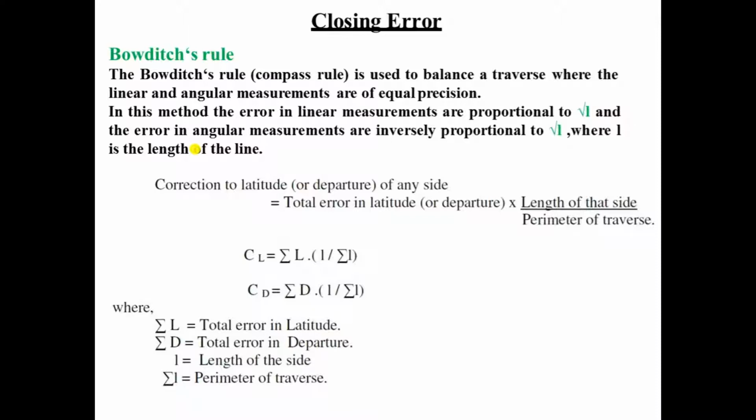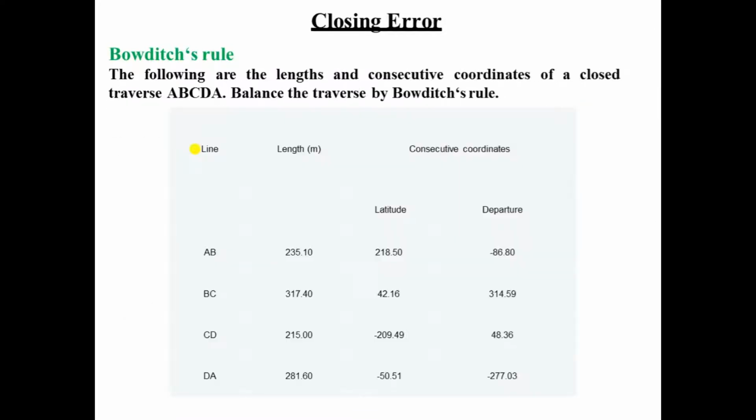In that formula, summation of L is equal to the total error in latitude. Summation of D is equal to the total error in departure. L is equal to the length of the side, and summation of L is equal to the perimeter of the traverse. Now we are moving to the next rule.